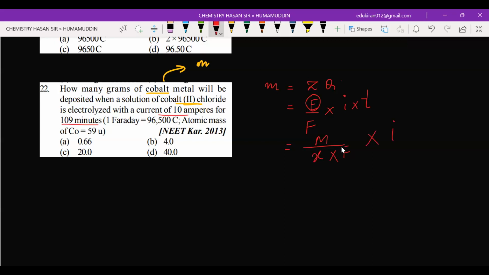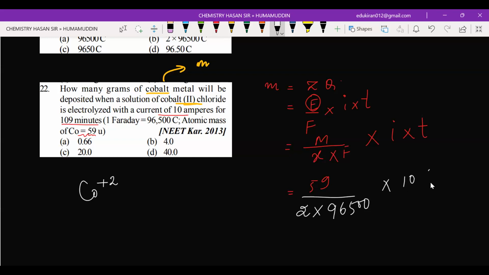96,500 coulomb. Now, what is the atomic weight of cobalt? That is given, 59. And from here, you can see in Roman numeral, it has been given cobalt is in +2. So what will be the value of valence factor? 2. And you know the value of Faraday is constant, that is 96,500. Now I think you can solve this easily, right? What is the value of I? I is 10 ampere. What is the value of T? T is 109 minutes, but you need to convert this into second, so you are going to multiply it by 60. Please do let me know the answer.